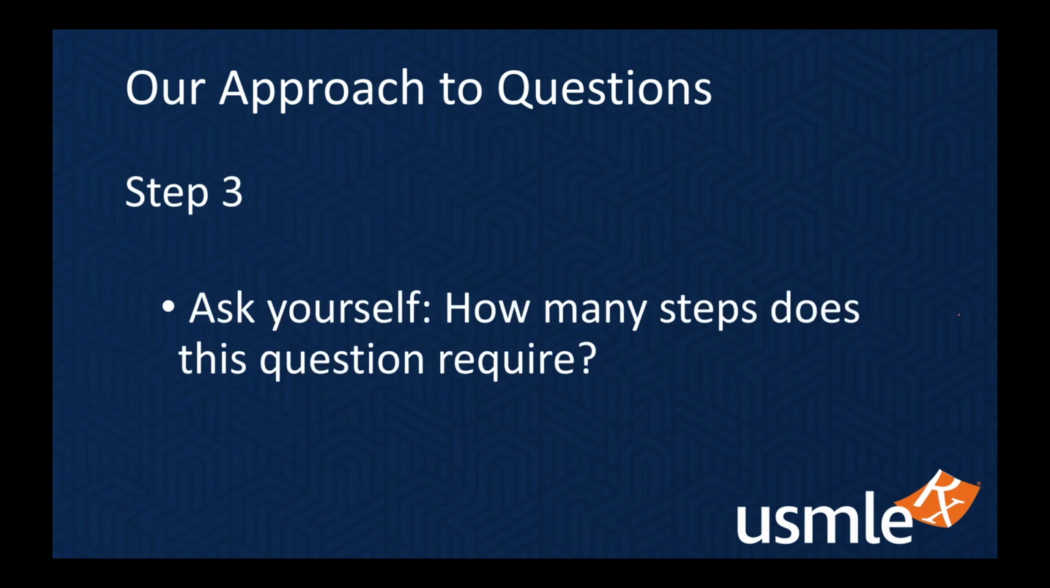For this step, we'll think about how many steps this question requires to arrive at the correct answer. The USMLE can have 1-step questions, 2-step, 3-step, and what does that mean? Well, let me give you some examples. If a question is simply asking for a diagnosis, that's probably a 1-step question. If it's asking you how to treat that condition, then that's probably 2 steps: 1, figuring out the diagnosis, and then 2, identifying the treatment.